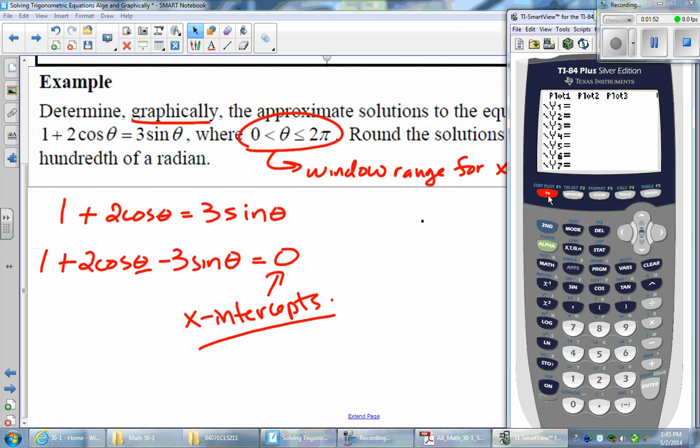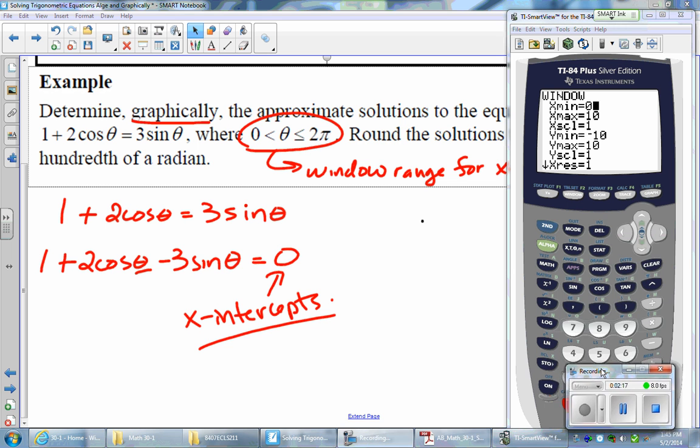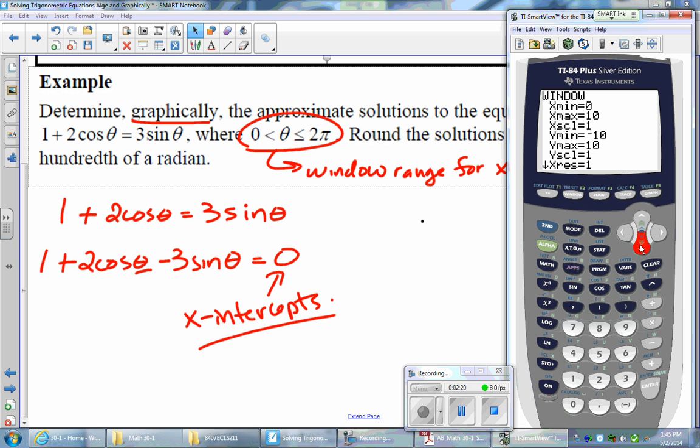So let's go to y equals. Make sure you're in the right mode. We should be in radian mode. So y equals, we're going to graph 1 plus 2 cos x minus 3 sine x. Let's go to the window for a minute. For x min, we want to go from 0 to 2 pi. I'm going to set it exactly the way it looks, from 0 to 2 pi. You put it in exactly the way it looks, because it gives you more precise answers that way. For the scale, just leave it as 1.